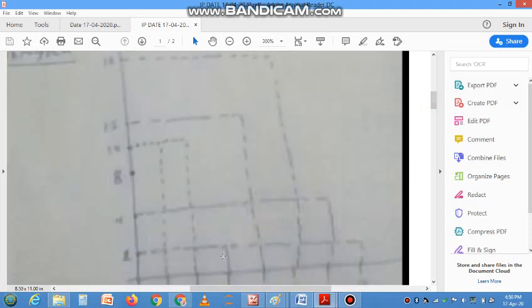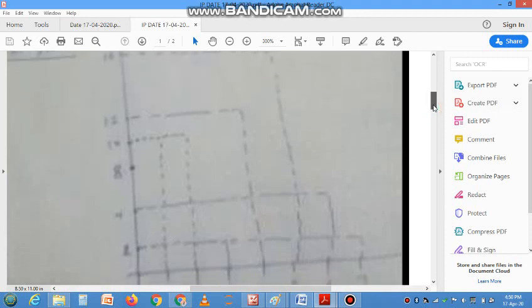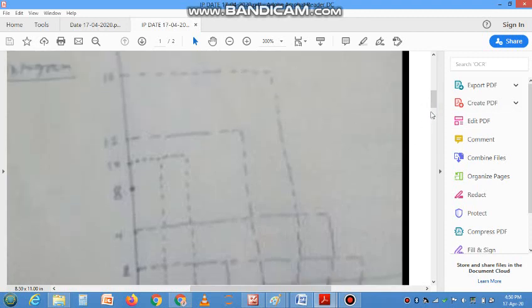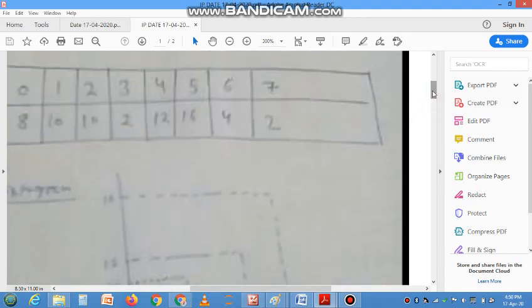in the question. For example, at gray level 0 there are 8 pixels, at gray level 1 there are 10 pixels, at gray level 2 there again are 10 pixels, at gray level 3 there are 2 pixels, at gray level 4 there are 12 pixels, at gray level 5 there are 16 pixels, and at gray level 6 how much? 4 pixels have gray level 6 and 2 pixels have gray level 7. It means the data which is given to us in the question.